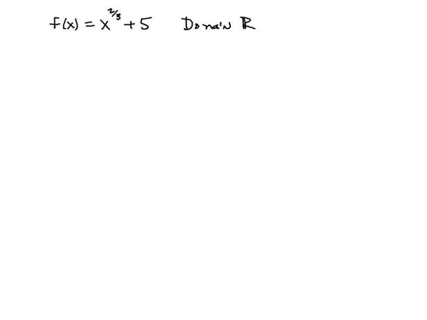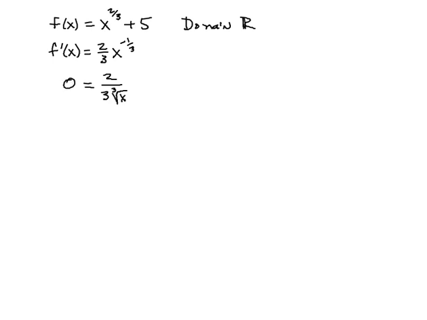So the domain is all real numbers, and I want to investigate where this thing is increasing and decreasing, and also want to determine if there's any extreme values. So I'm going to take the first derivative. I have 2/3 x to the minus 1/3, and then the derivative of 5, of course, is 0. So I'm going to write this as 2 over 3, and x to the 1/3 in the denominator is the cube root of x in the denominator.